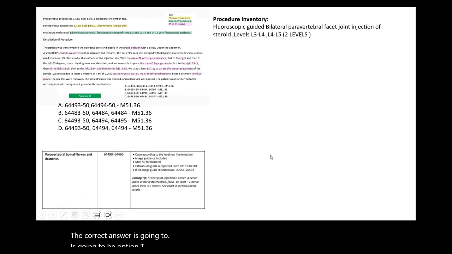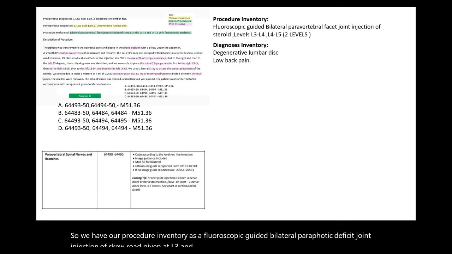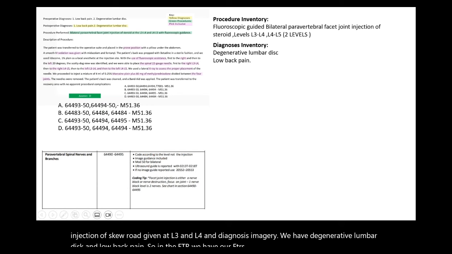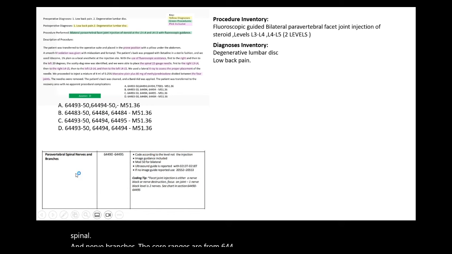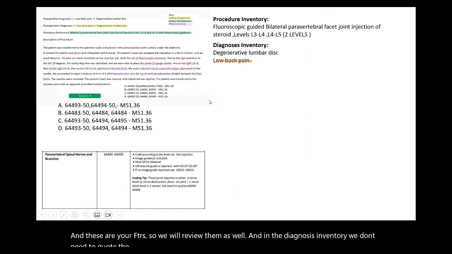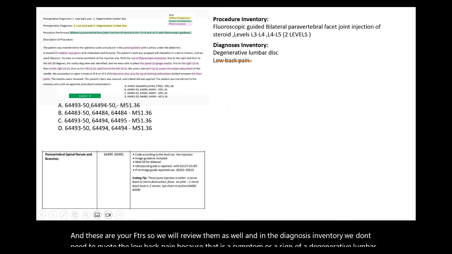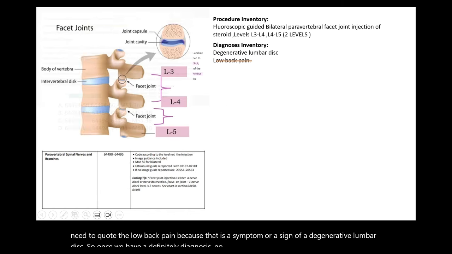So we have our procedure inventory as a fluoroscopic guided bilateral paravertebral facet joint injection of steroid given at L3 and L4. And in the diagnosis inventory, we have degenerative lumbar disc and low back pain. We have our FDRs from the MCG manual for paravertebral spinal and nerve branches. The code ranges are from 64490 to 64495, and these are your FDRs. So we'll review them as well. In the diagnosis inventory, we don't need to code the low back pain because that is a symptom or a sign of a degenerative lumbar disc. Once we have a definitive diagnosis, no need to code the signs and symptoms.